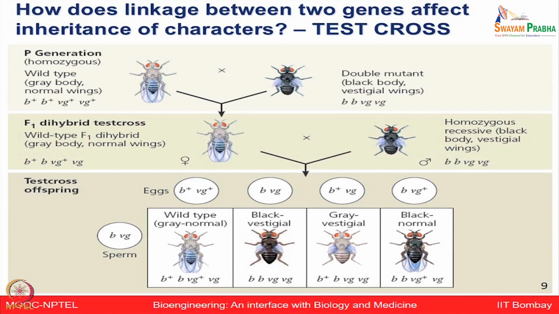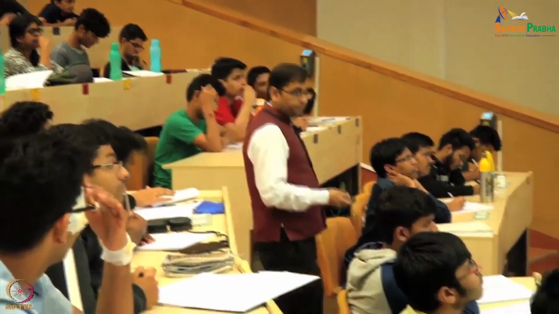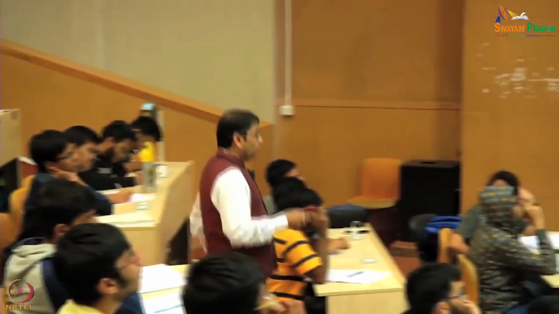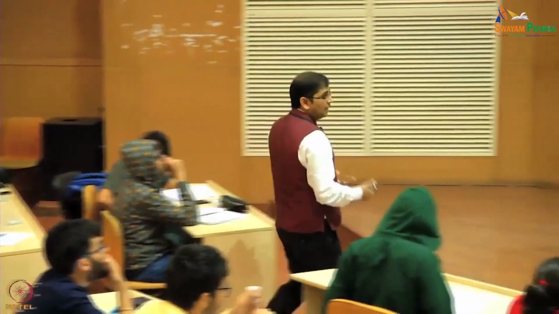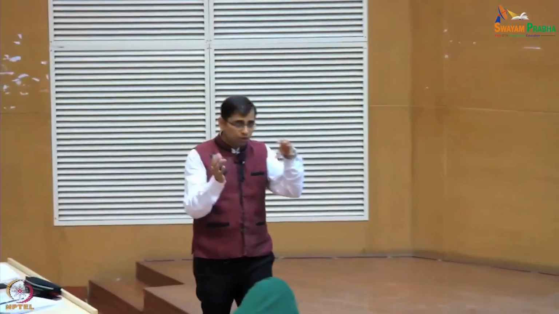and what we are observing here is that one is gray normal, one is black normal, one is black vestigial, and one is gray vestigial. So in addition to the 2 original phenotypes which we had, we have 2 new phenotypes as well. So what Morgan was trying to understand from the experiment was whether these genes are very closely linked to each other or very far apart.